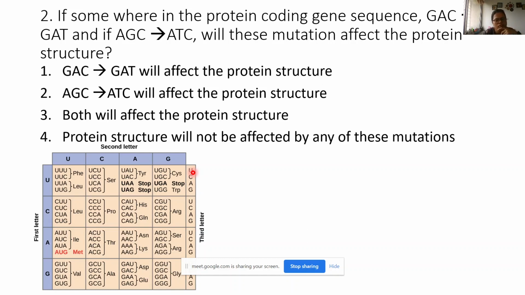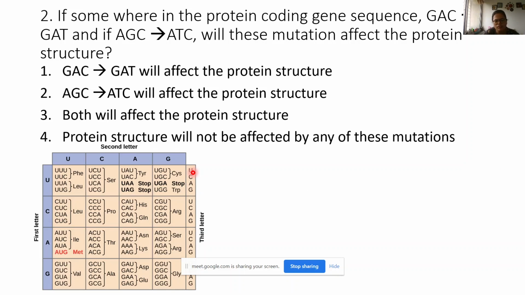Sneha, Divya has written in the chat that AGC to ATC will affect the protein structure. Okay, fine. So that is option 2. And what about the first one, GAC to GAT? Will that affect the protein structure or not? Anyone want to comment upon GAC to GAT? What will be the change happening if that particular sequence is changed?